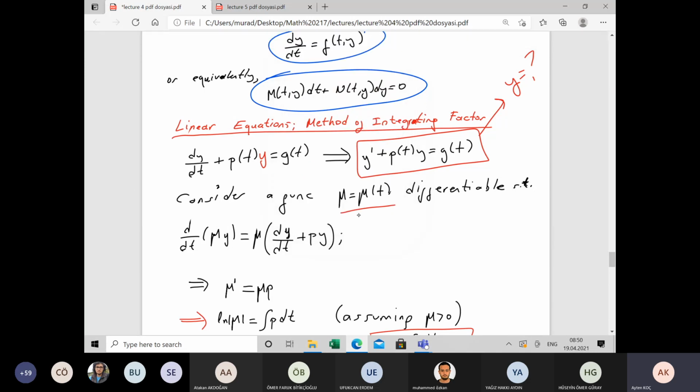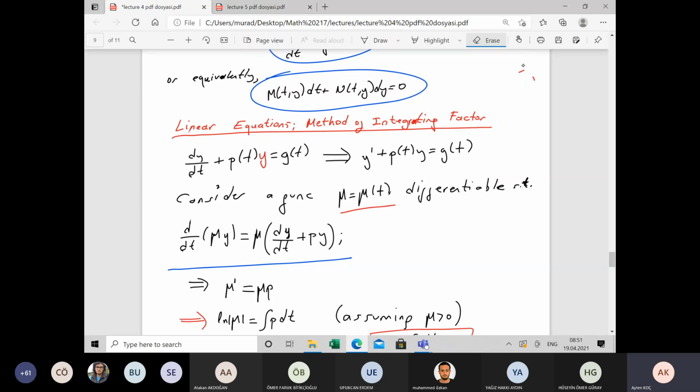And consider mu, differentiable and such that it satisfies this one. What does it mean? Look at our differential equation, at the left side. What's the left side? This one.